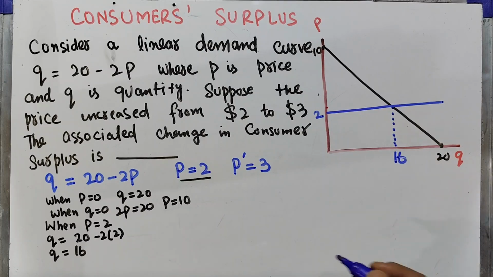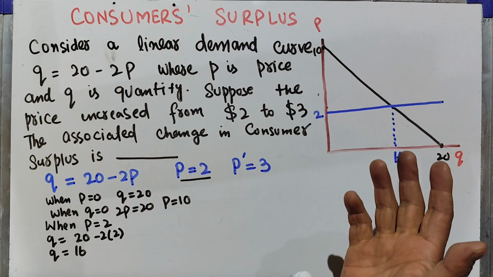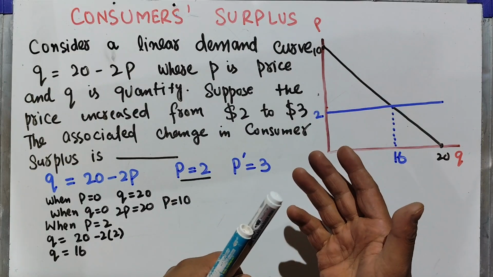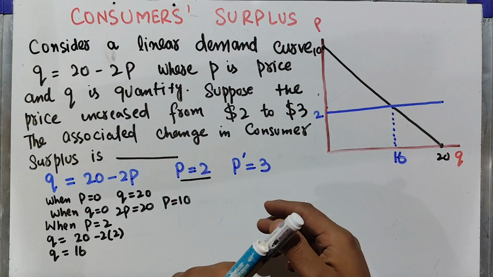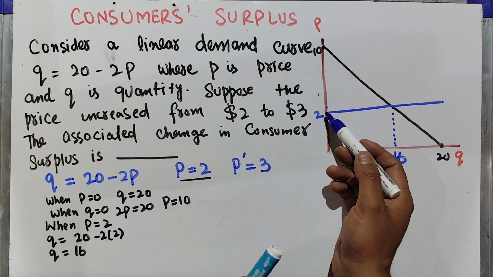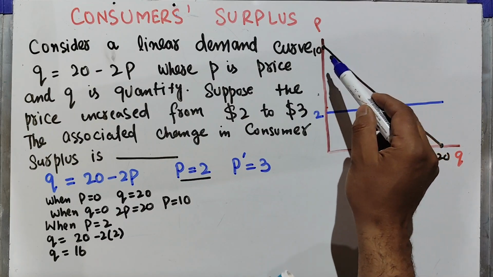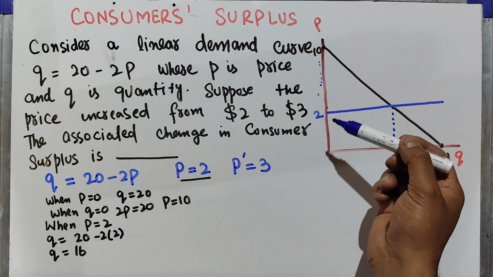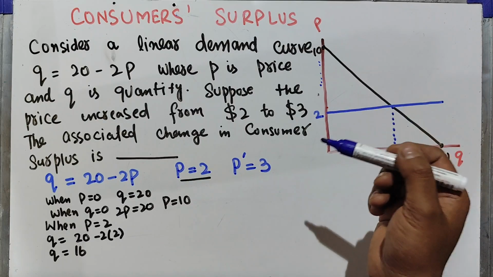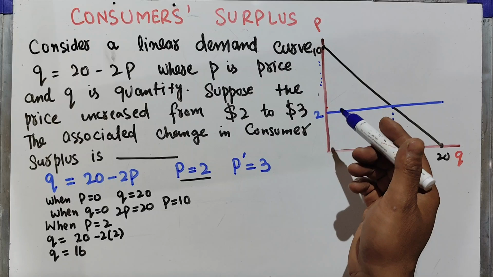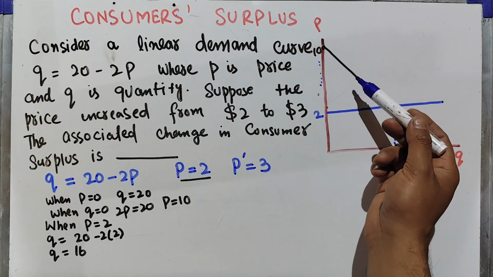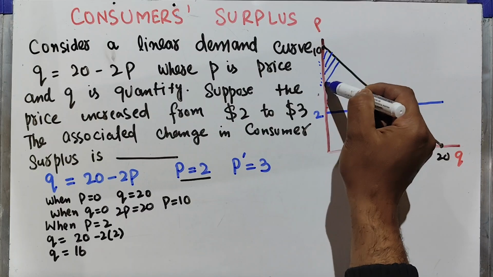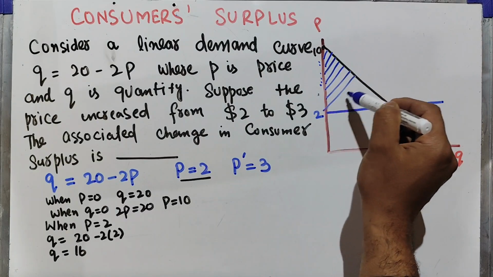Now what is consumer surplus? Consumer surplus is the difference between the price that the consumers are willing to pay for a good and the actual price they pay. So actual price is 2. So the difference between the price that the consumers are willing to pay for a product and the actual price that they pay for the product denotes the consumer surplus. Graphically, it will be the area which is below the demand curve and above the market price. So initially our consumer surplus is this region.